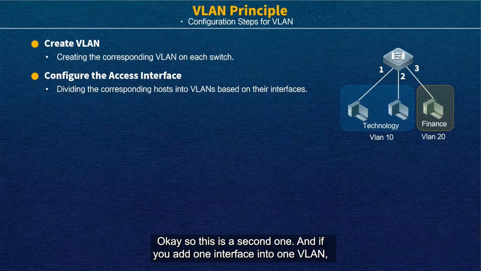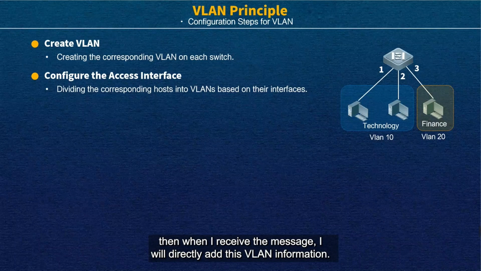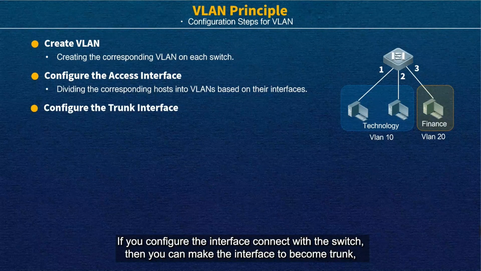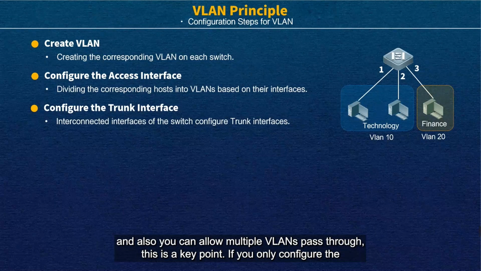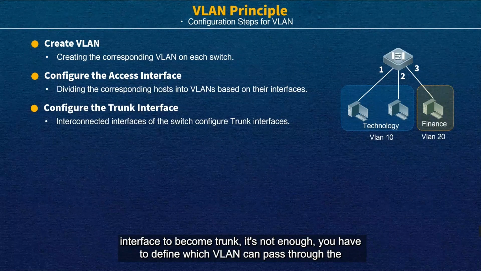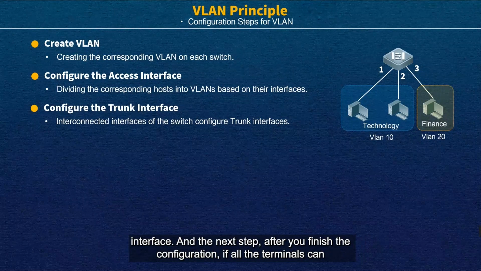Okay, so this is the second one. If you add one interface into one VLAN, then when we receive a message, the switch will directly add this VLAN information. If the interface connects with another switch, then you can make the interface become trunk, and you can allow multiple VLANs to pass through. This is a key point. If you only configure the interface to become trunk, it's not enough. You have to define which VLANs can pass through on these interfaces.